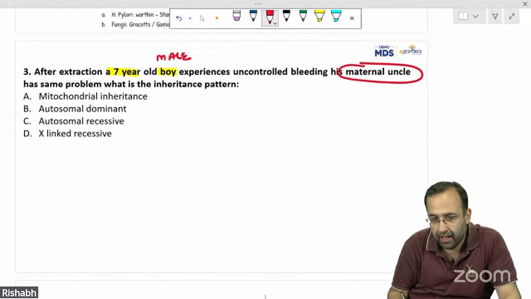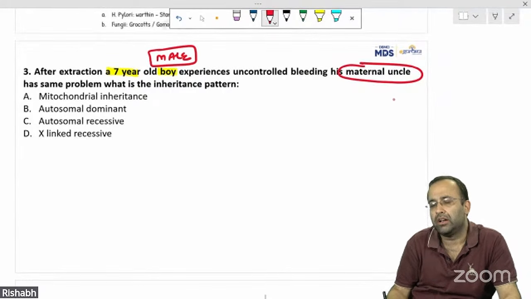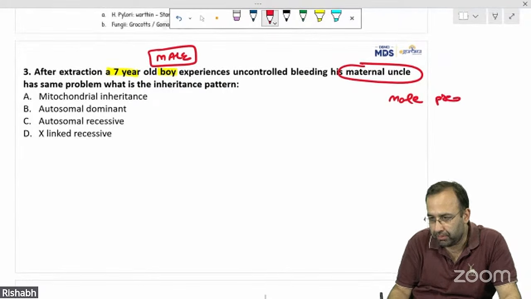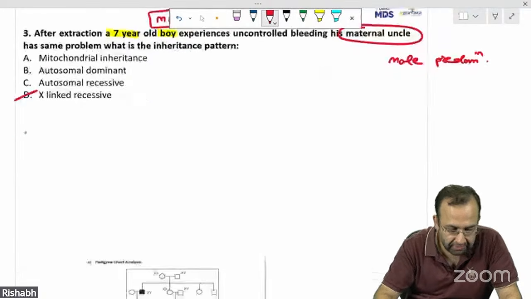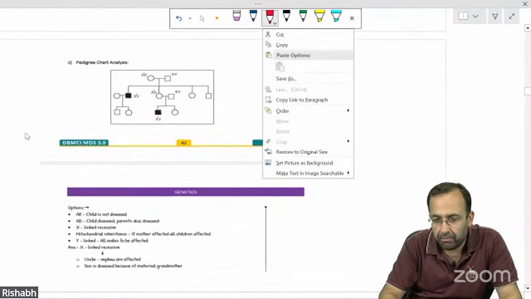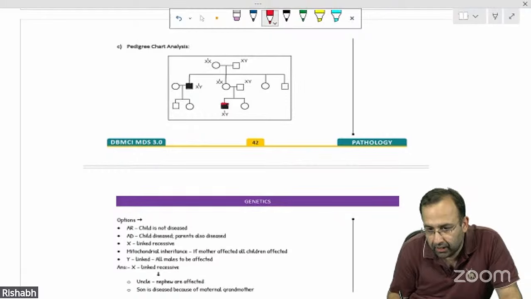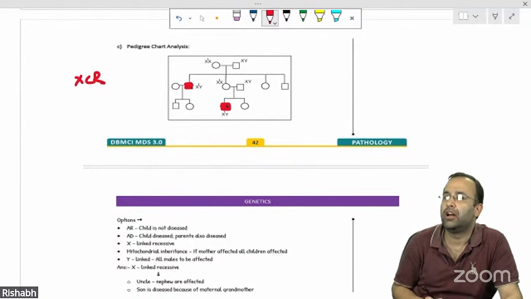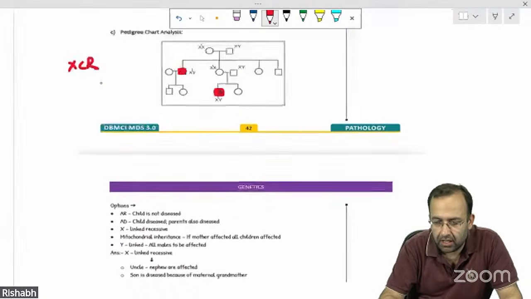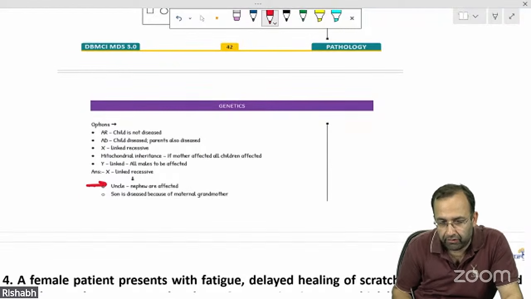But fair enough. Next, it is male predominant. Males and maternal uncles are affected, so it is a male predominant disorder. Male predominant XLR, X-linked recessive. Remember, when we were having a look at the class, we had seen that the male is diseased and mother's real brother, maternal uncle, XLR. Mama Bhanja diseased, X-linked recessive. Uncle and nephew are diseased.